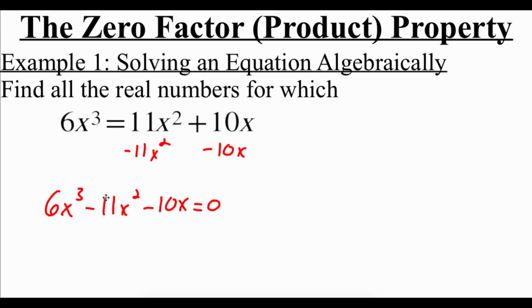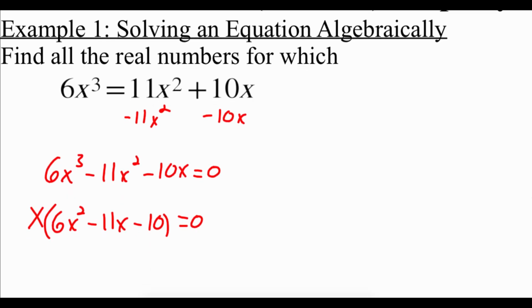Now looking at solving the left-hand side, there's a few strategies that we can use. I see that we have all of these x's in here, so I'm going to look at taking out a GCF of x. So I'm factoring an x out. That's going to leave us with 6x squared minus 11x minus 10, and all of that is still equal to 0. Now we can actually do more factoring with what's inside of our parentheses here.